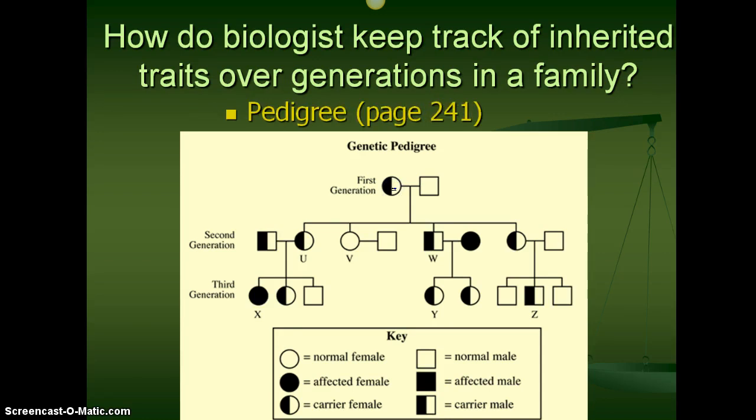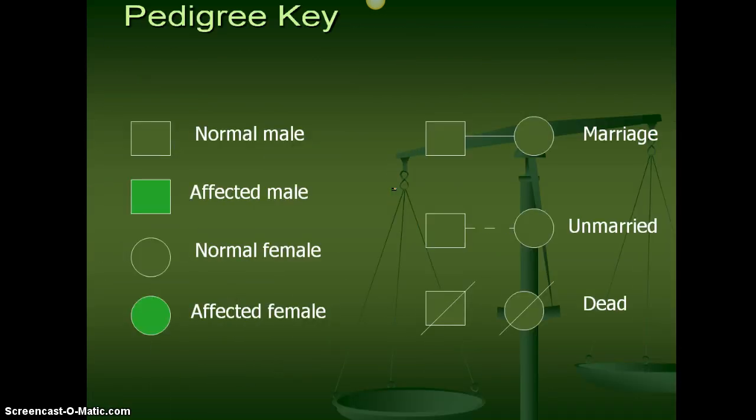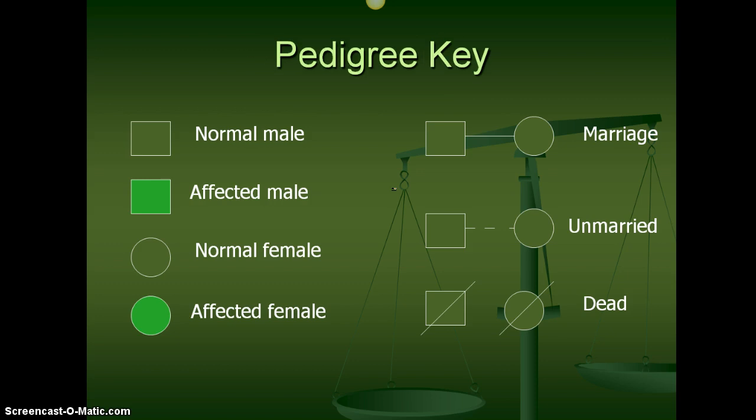On page 241, you can see some examples as well. So here's the key. You have a spot where you should draw in the key. A couple things are on this slide that weren't on the last one. Marriage is a line that goes between them. If they're unmarried, they may still have children, and so sometimes there's a dotted line. And if they have passed away, a lot of times there will be a line through it. I don't think I have any examples with that, but just in case you were to see it on something.